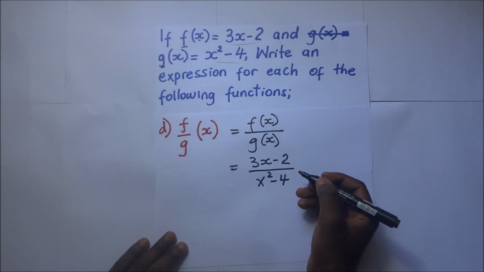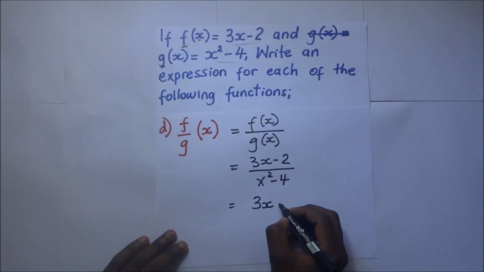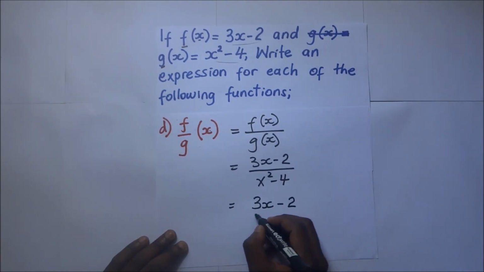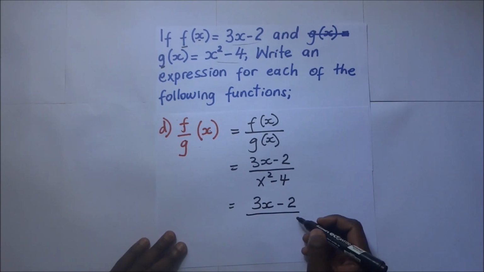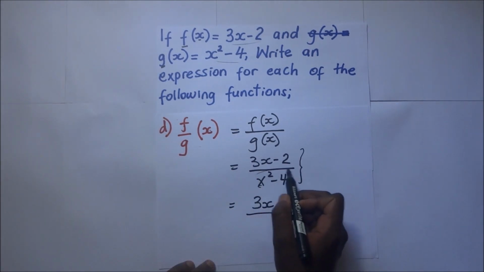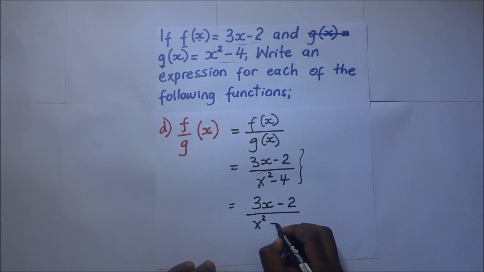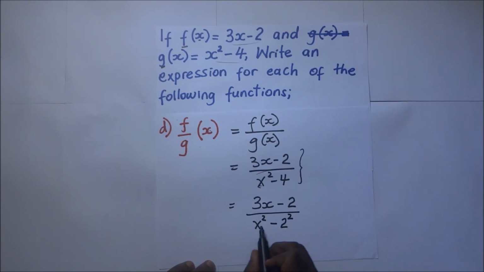And I think that's pretty much it. It's going to give us (3x - 2)/(x² - 4). You can simplify this further. x² - 4 is the same as x² - 2². This is a difference of two squares.